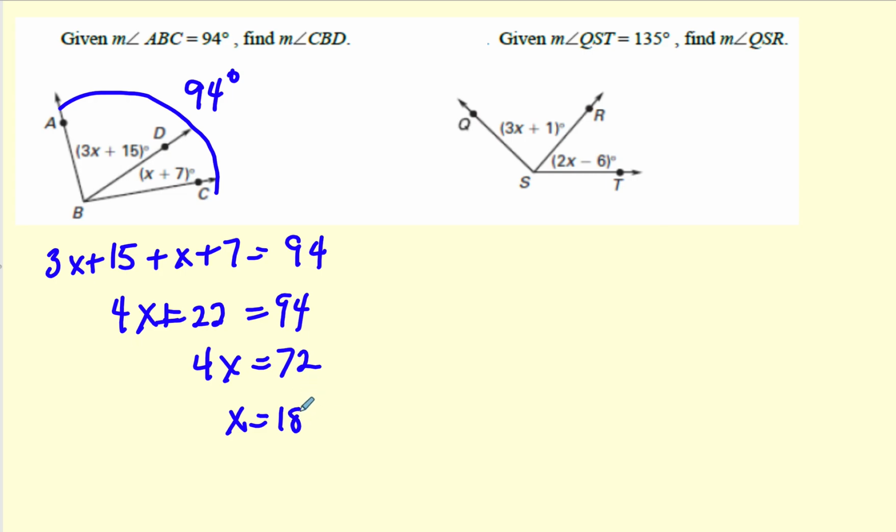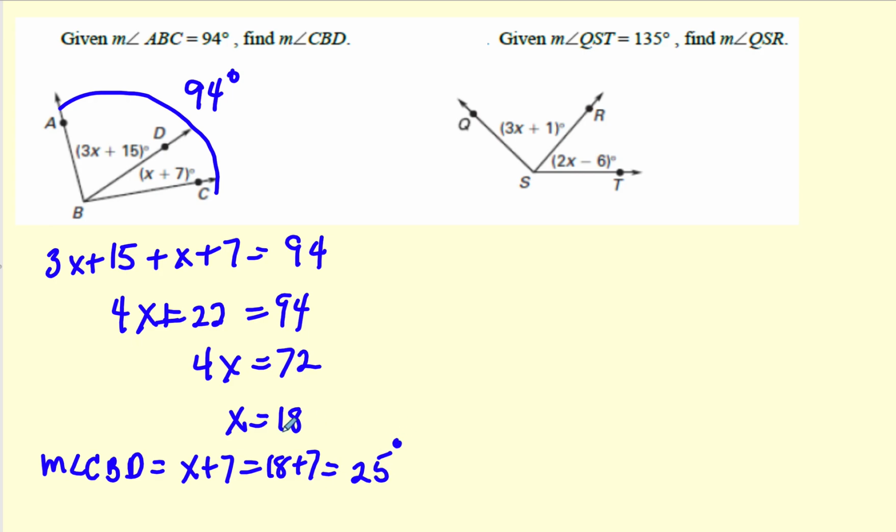Now it's asking us to find CBD. So the measure of angle CBD is equal to x plus 7, which means 18 plus 7, which is going to be 25 degrees.